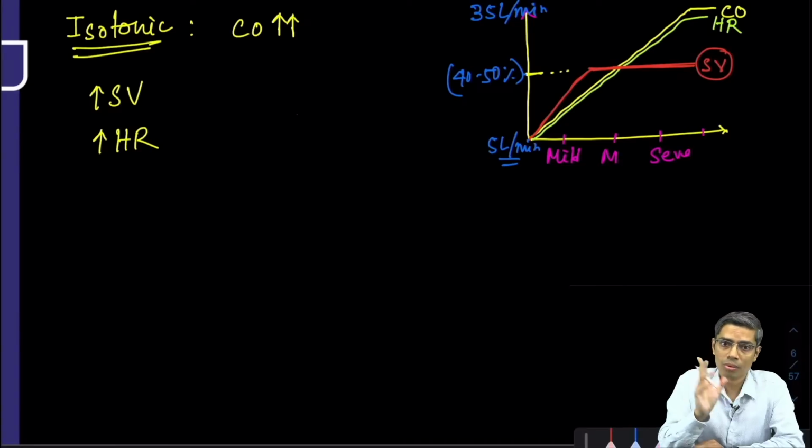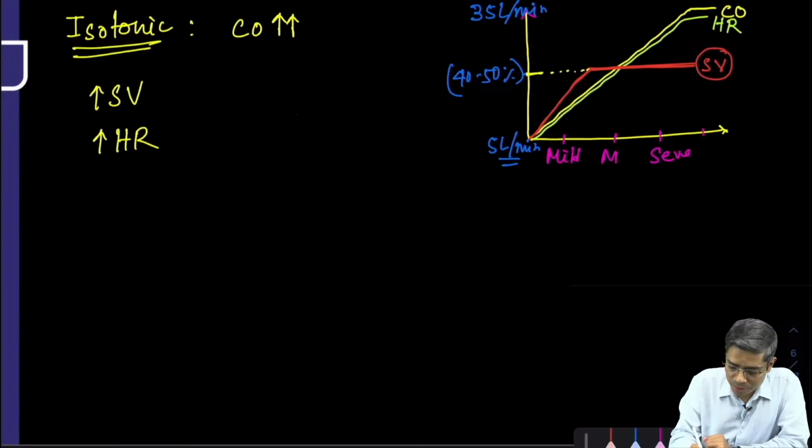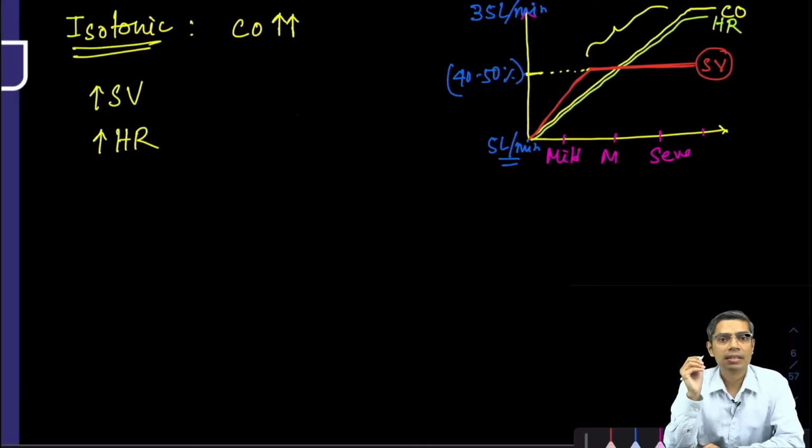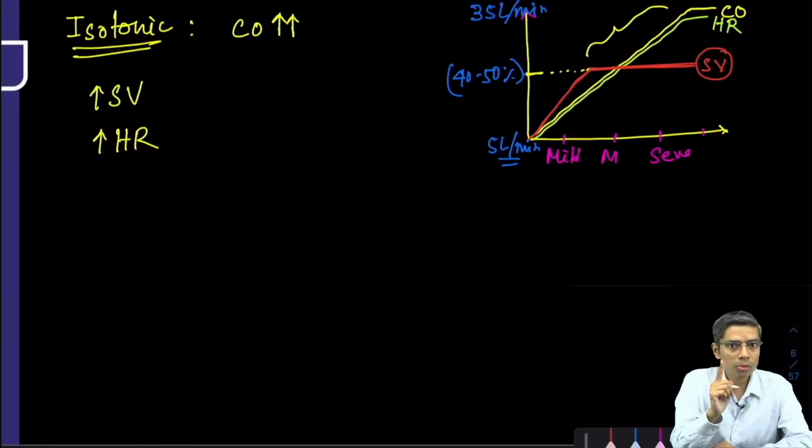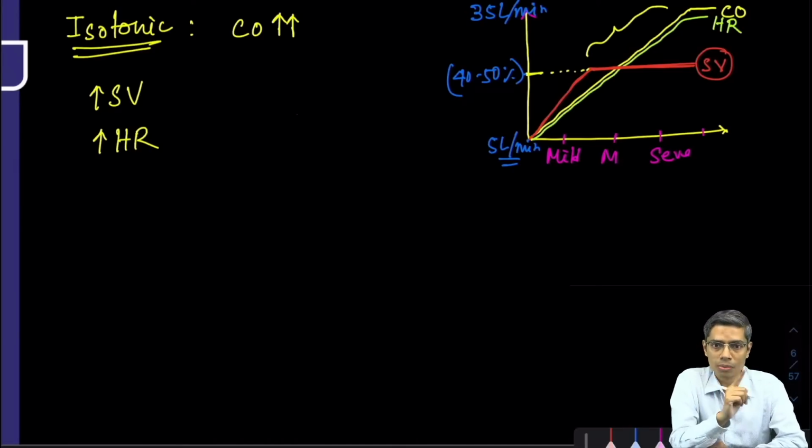The answer is no, no, no, because after this 50%, the remaining part of the cardiac output increment is only because of heart rate increment, because stroke volume is constant; stroke volume is at plateau. So, please note down that although we say that increased cardiac output is due to increase in stroke volume and heart rate, that is not entirely true. In the initial part both are responsible, but in the later part after 50% increment only heart rate is responsible for increase in cardiac output.